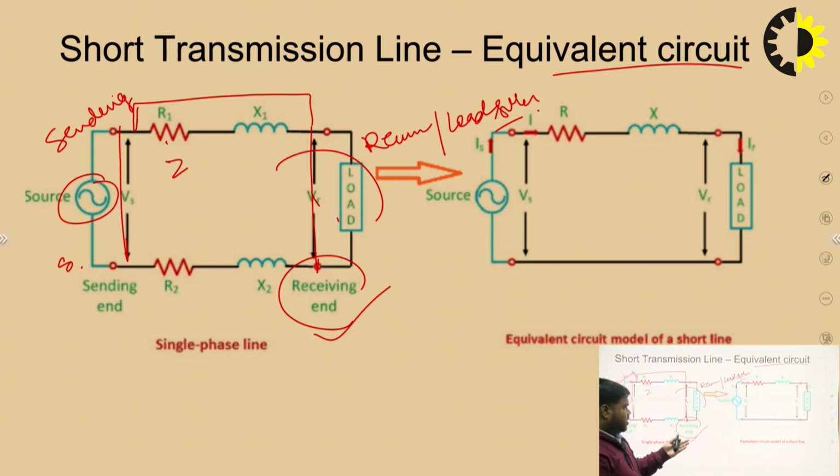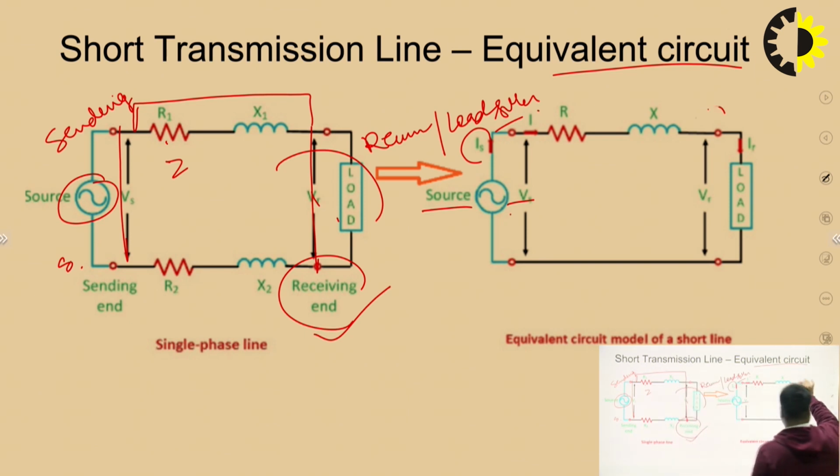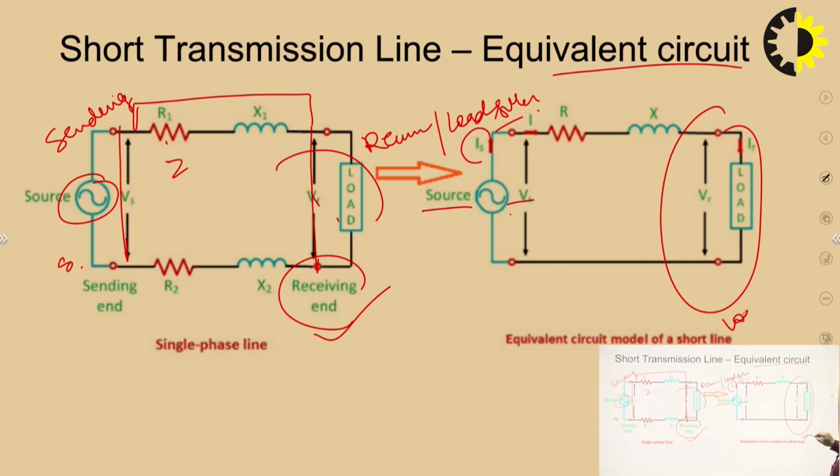and the equivalent circuit is modeled as this is the source, and the input or sending end voltage is Vs and the sending end current is Is, that is I, and R plus jX is the impedance, and this is the load or receiving end voltage and the current, that is IR current, and VR is the receiving end voltage.